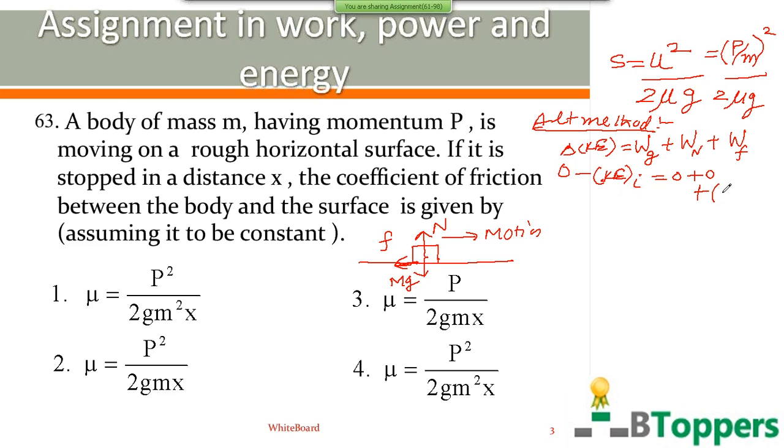Work done by the force of friction, you can write as minus Fk into S. So the initial kinetic energy of the body is equal to Fk, where Fk equals mu k into the normal reaction. The magnitude of the normal reaction on the block can be written as mg here. And this initial kinetic energy you can write as p square by 2m.